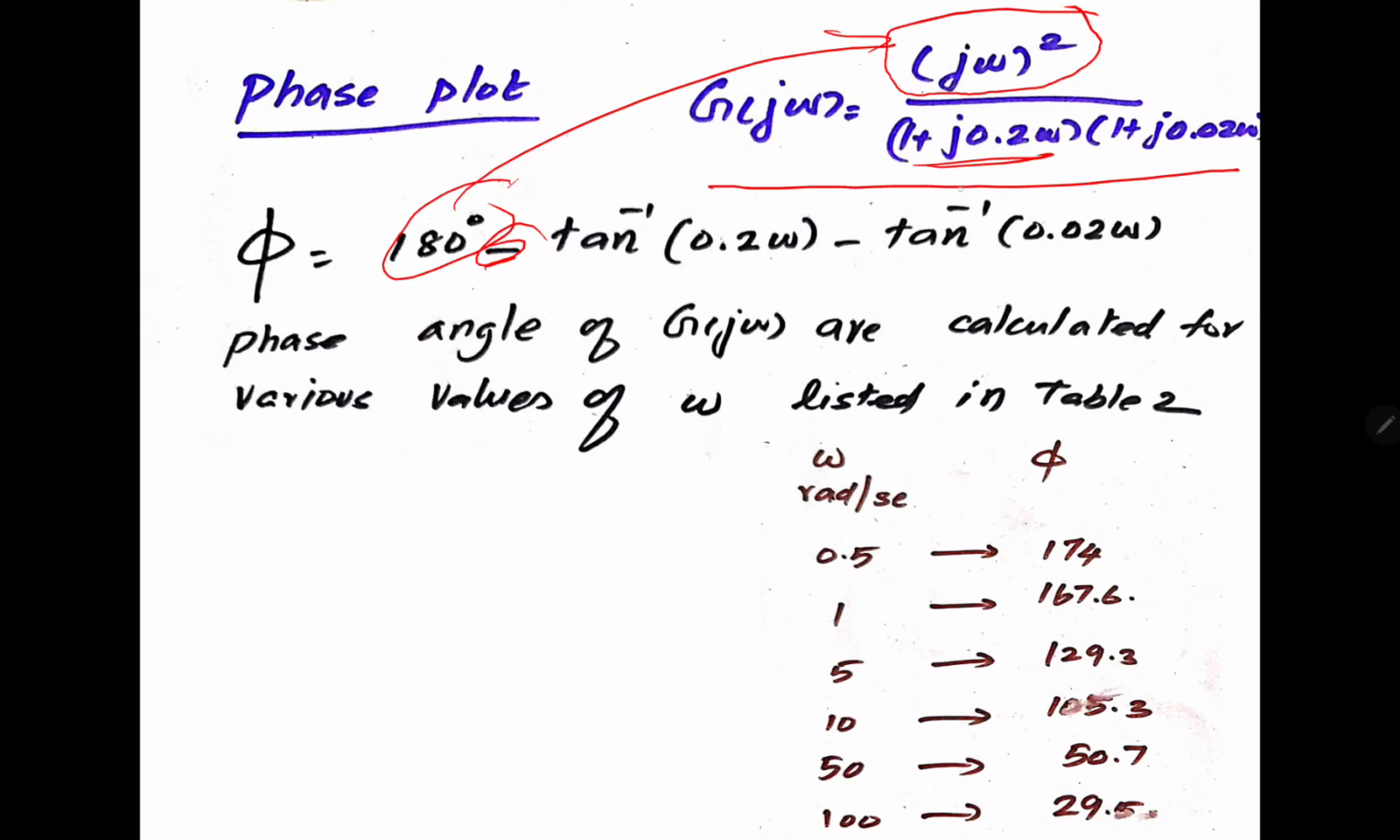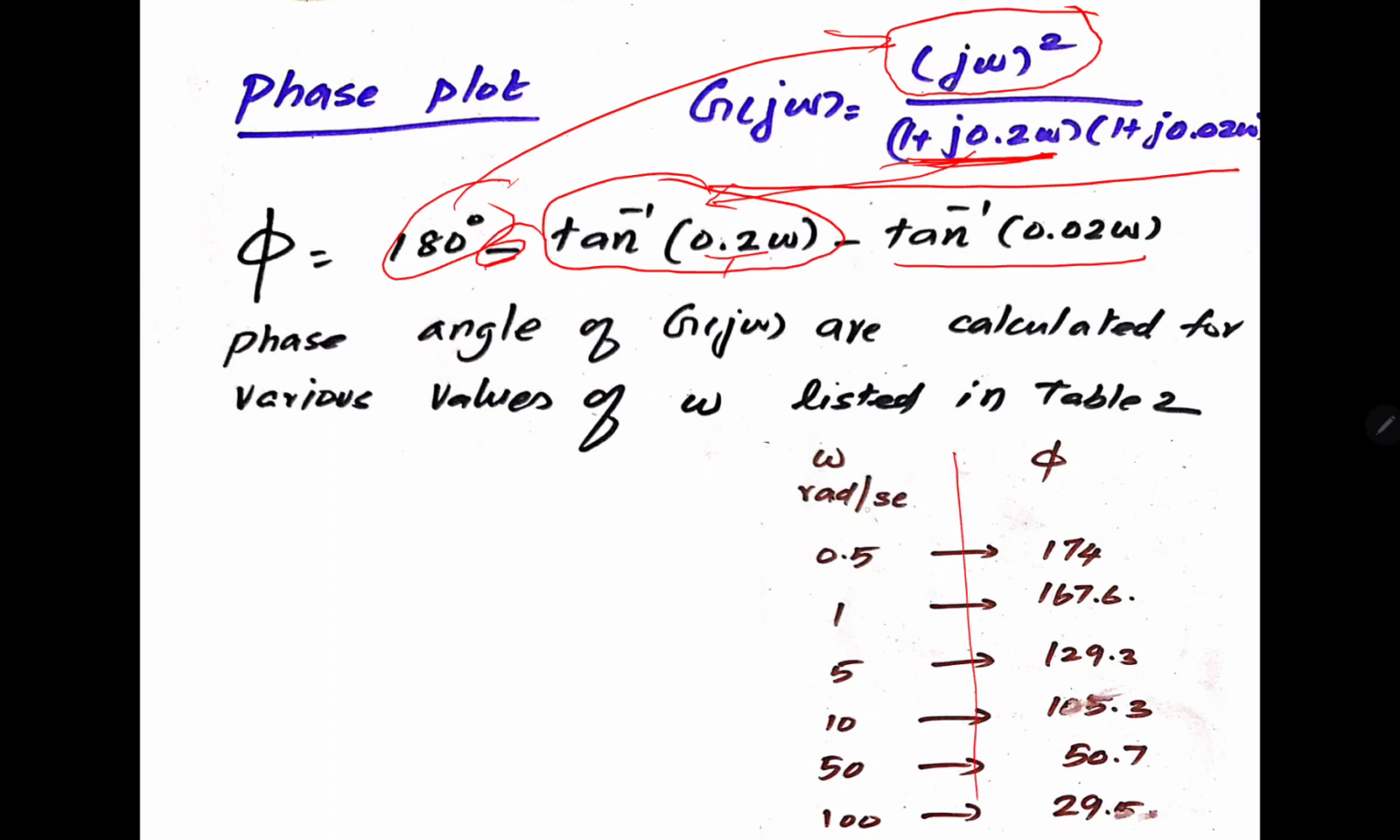So minus into minus, and we have to find the phase angle of this first order term, that is tan inverse of imaginary part by real part. The real part is 1, so the phase angle of this one is tan inverse of the imaginary part 0.2 omega divided by 1. So this is the phase angle of the second term. The third term is also in the denominator, so tan inverse of the imaginary part, 0.02 omega. Now we have to find the phase angle for a different set of frequencies.